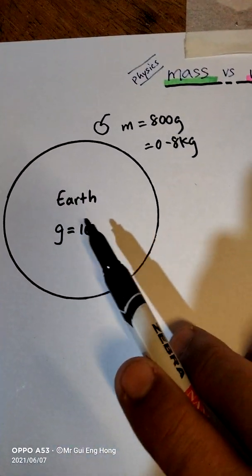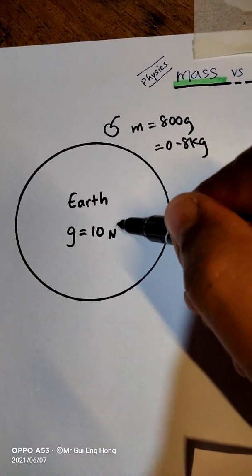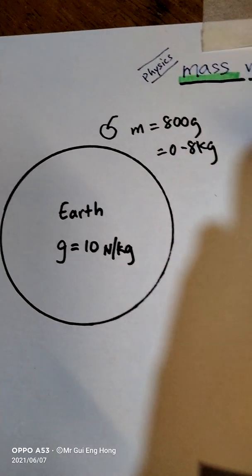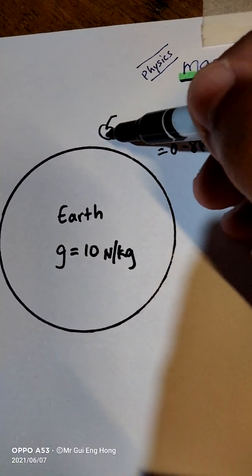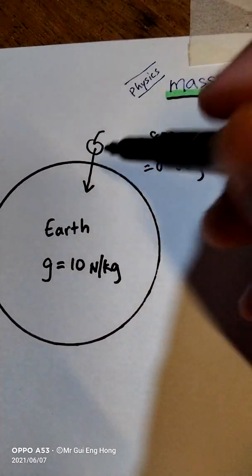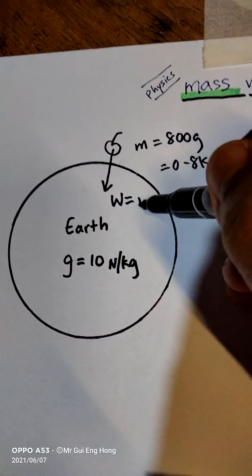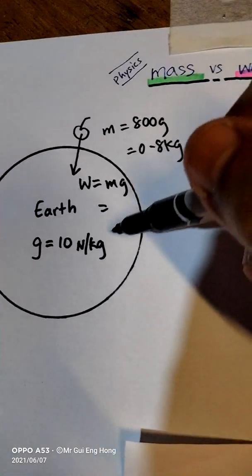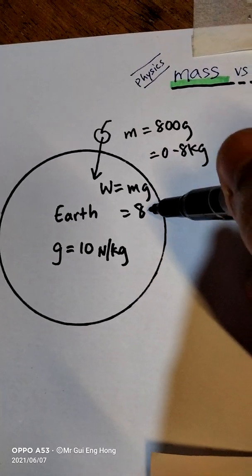Now the planet has this value of g equals 10 Newton per kilogram, which means that for every kilogram, the earth will pull the apple towards its center with a weight that is equal to 0.8 times 10, that will be 8 Newton.